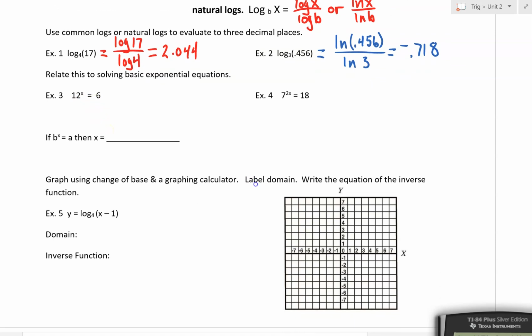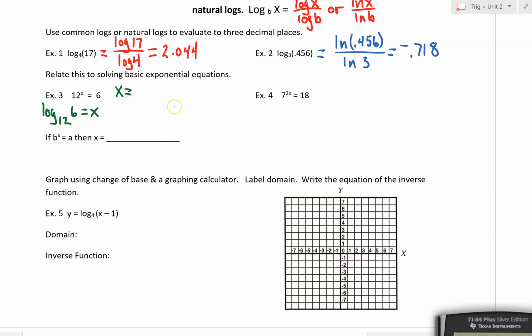We're going to solve this using a log, because in order to solve exponentials, you got to use logs, and if you want to solve a log, you got to use an exponential. So this is going to say log base 12 of 6 is equal to x. Now, this is just like above here. We're just going to rewrite it.